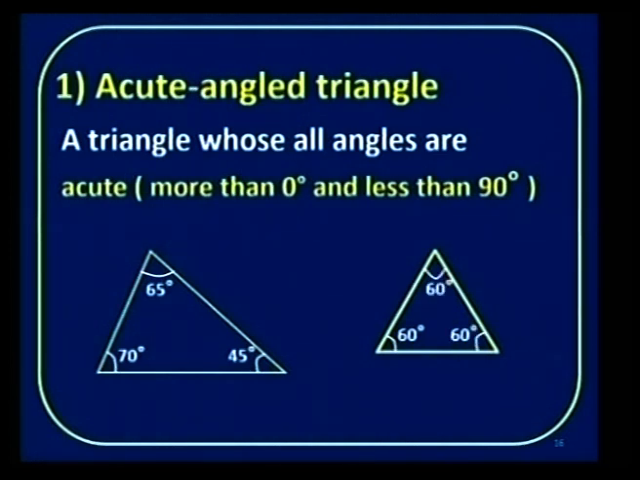So, what are the angles I have taken here? 60 degrees, 60 degrees, 60 degrees. So, can we call it as an acute angle triangle? Yes. Children, we can also call it as an equilateral triangle because all the angles are equal. So, when all the angles are equal, we call it as an equilateral triangle. As all angles are less than 90, we call it as acute angled triangle.